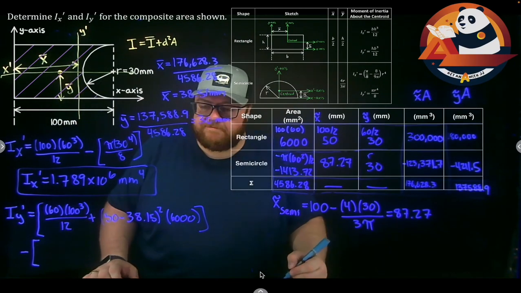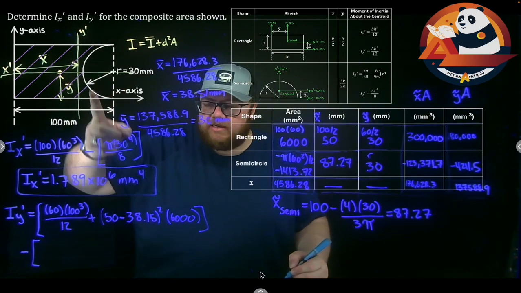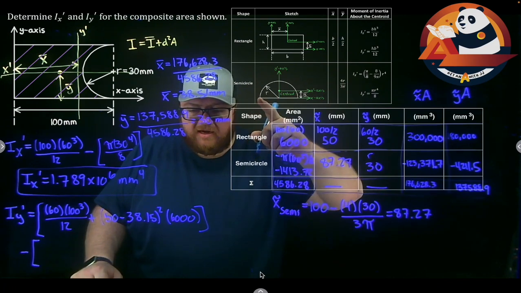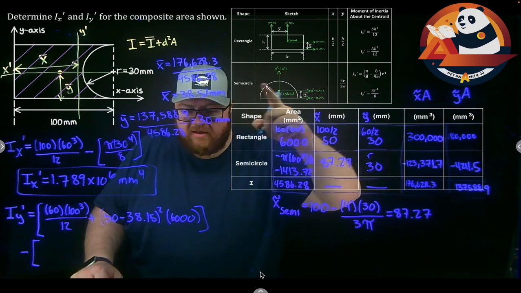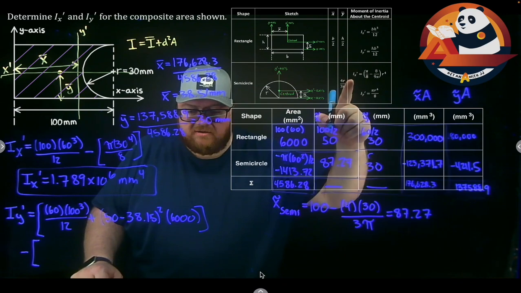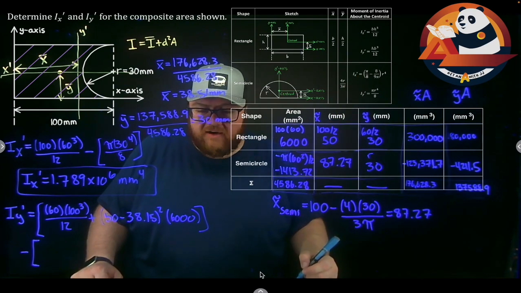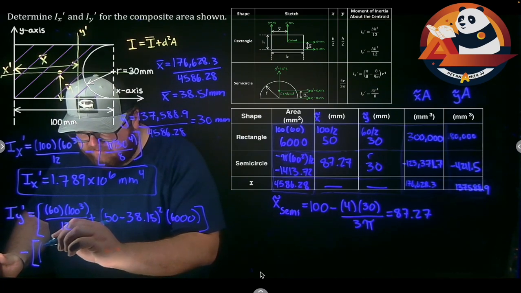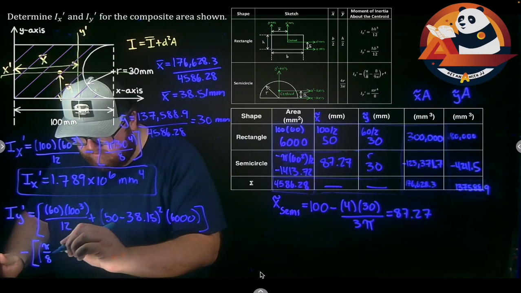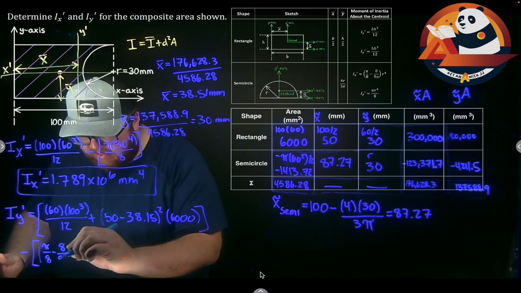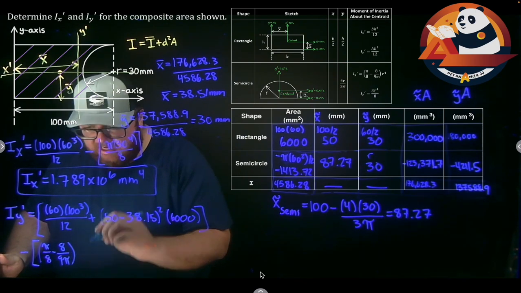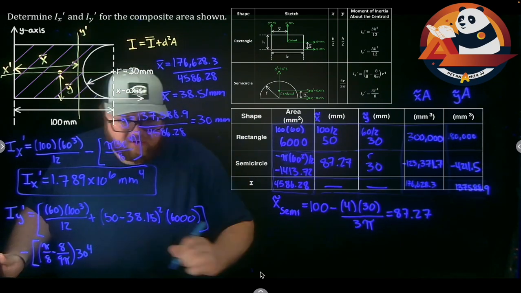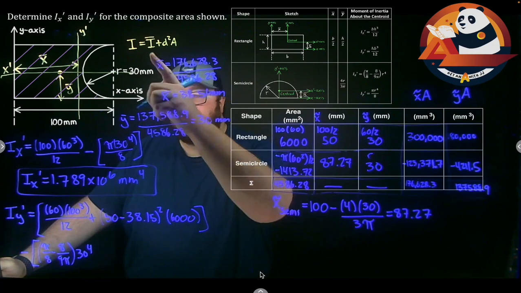So minus, my y-axis here goes parallel to the flat side of the semicircle. So I want to use, and here that would be my x prime axis goes parallel to the flat side of the semicircle. So I use pi eighths minus 8 over 9 pi, r to the 4th. So times pi eighths minus 8 over 9 pi times our radius. The radius was 30, to the fourth. That's my I bar term.